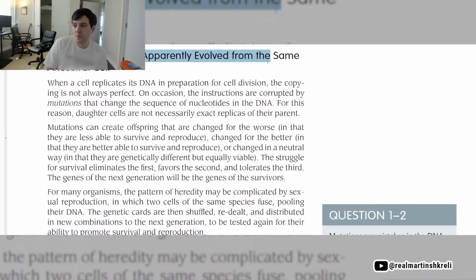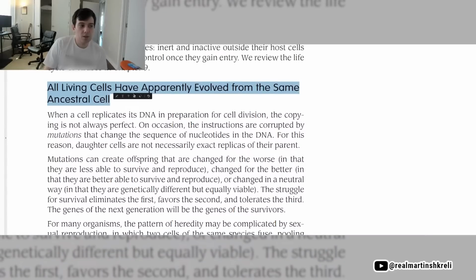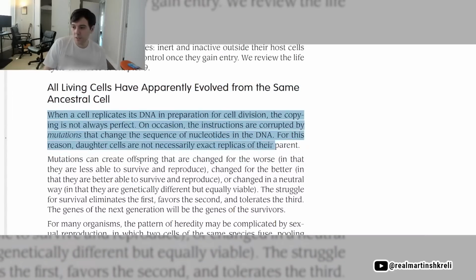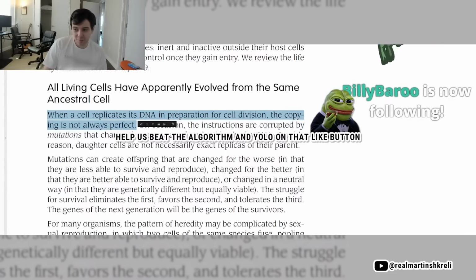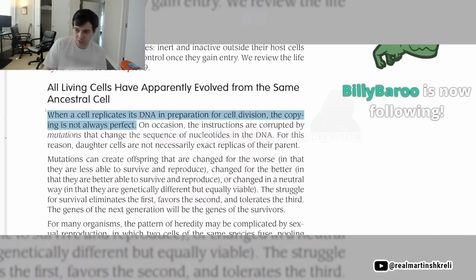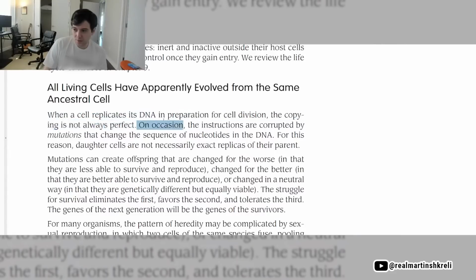All living cells have apparently evolved from the same ancestral cell. This is a very, very unusual idea. All living cells have evolved from the same ancestral cell. When a cell replicates its DNA in preparation for cell division, the copying is not always perfect. I think this is probably thing number 2 to really understand in biology. This will help you understand a lot.